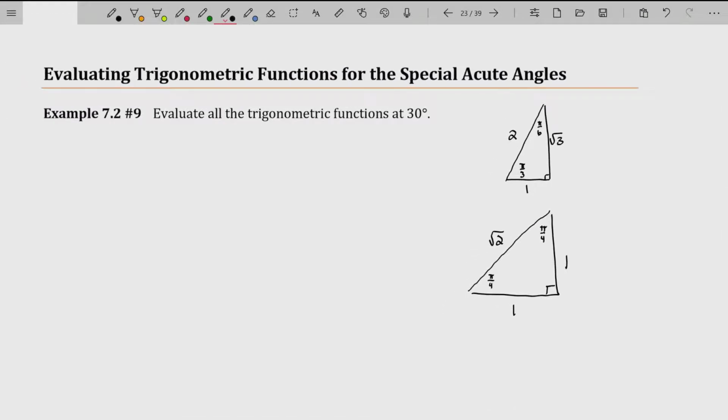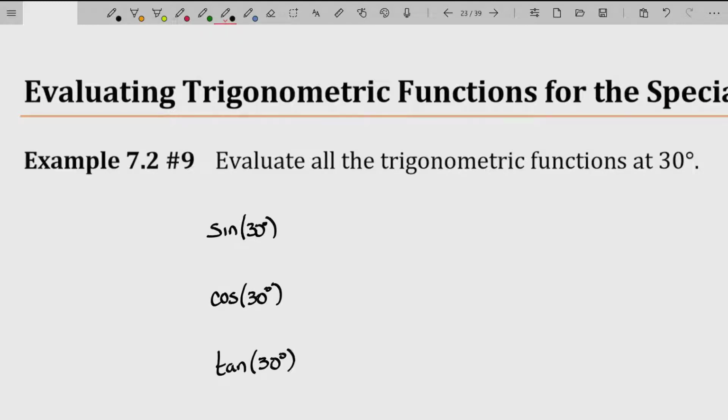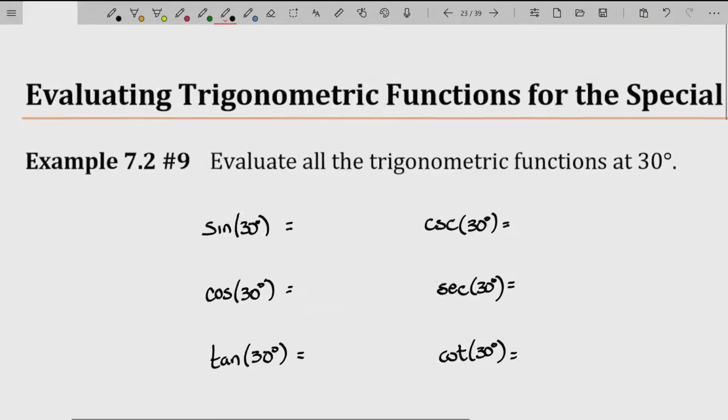All right, let's go ahead and do this. Evaluate all trig functions at 30 degrees. Okay, so I want to know the sine at 30 degrees. I want the cosine of 30 degrees. I'll need the tangent, again, of 30 degrees. All of these at 30 degrees, basically. And then same thing for the cosecant and the secant and the cotangent. So that was just a setup.